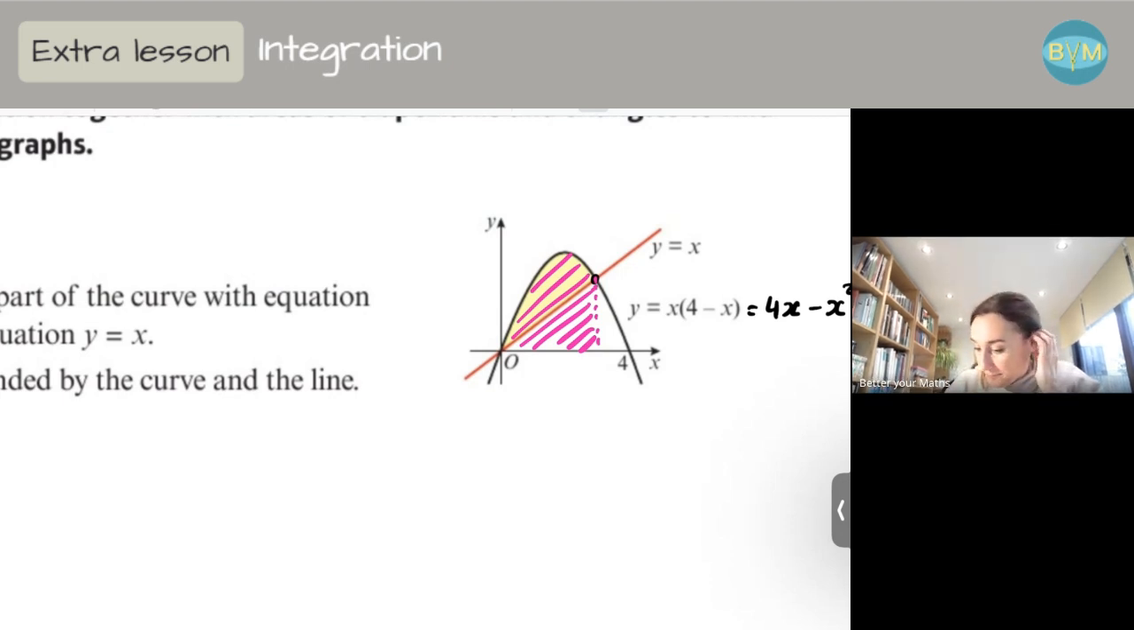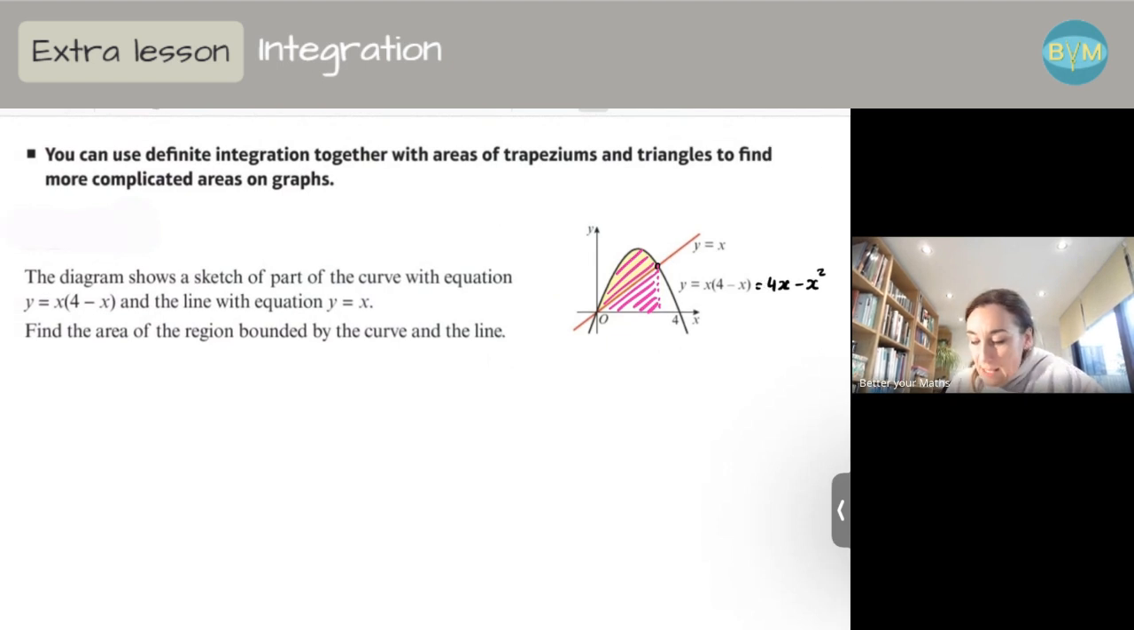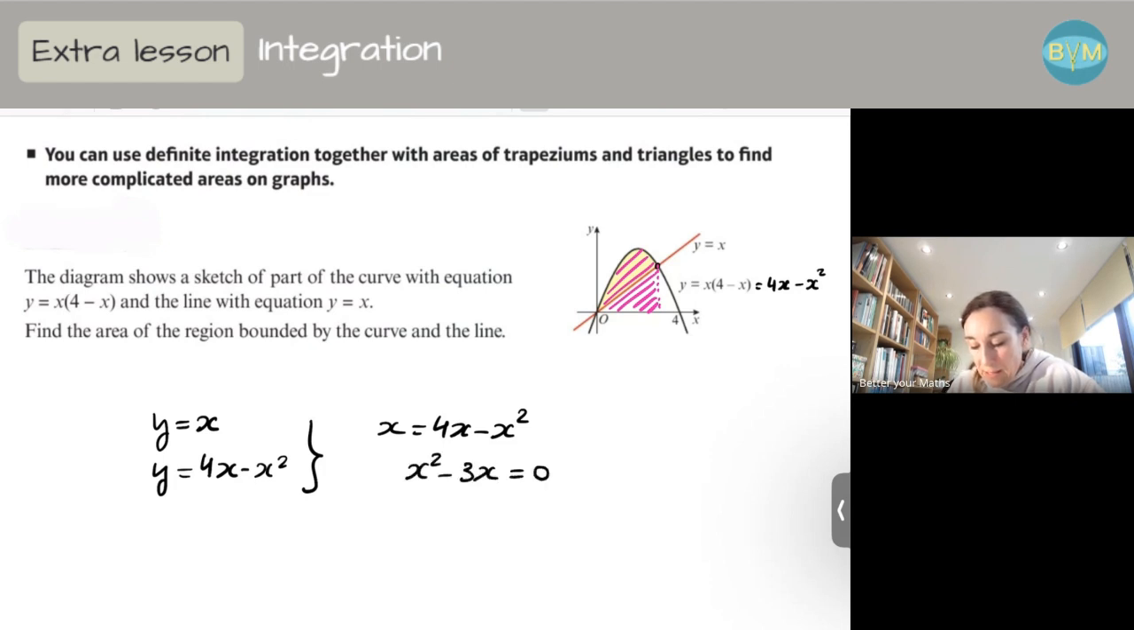Point of intersection, can we find it, please? To find points of intersection, simultaneous equations, just that. So I'm going to solve simultaneously y equals x, or I'm going to make them equal to each other, however you prefer to think, x equals 4x minus x squared. So x squared minus 3x is equal to 0. Factorize, and my roots are 0 and 3.